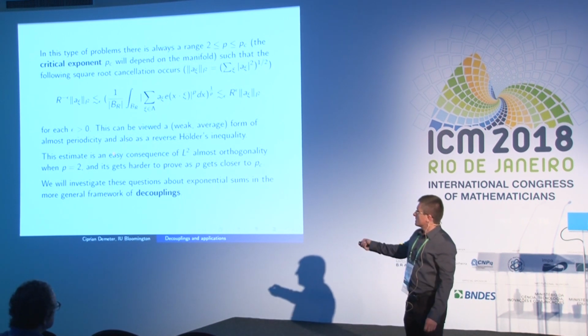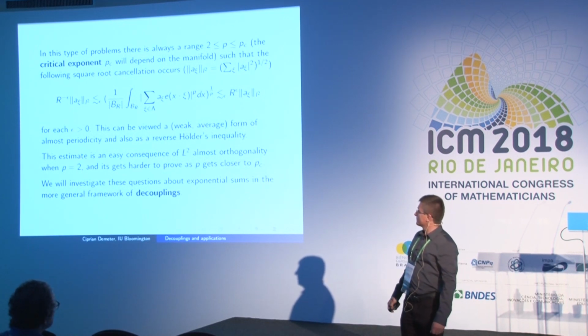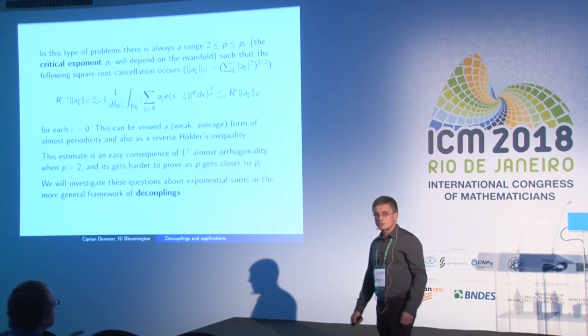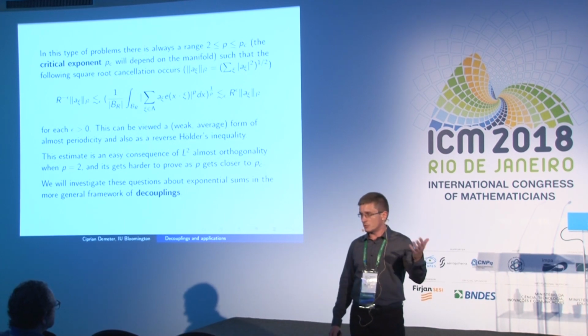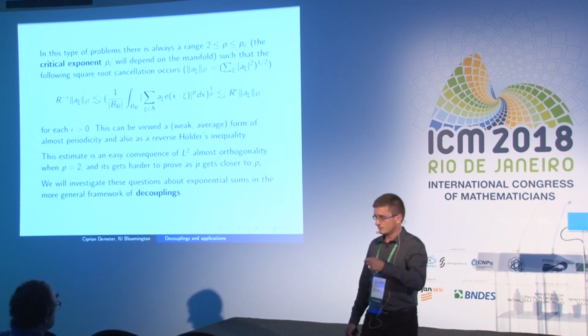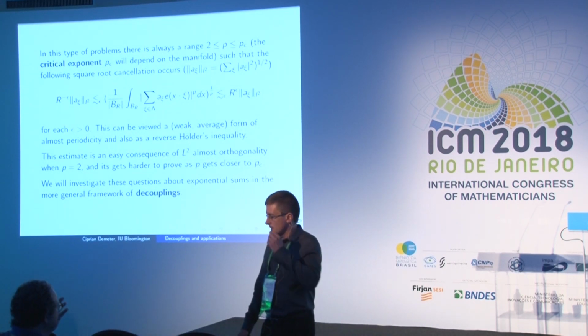The estimate, as I said, is trivial when p is 2. It gets harder as you approach the critical exponent. And if you can prove it for the critical exponent, you prove it for the whole range by just interpolating. Okay? Like a generalized Khinchin inequality.